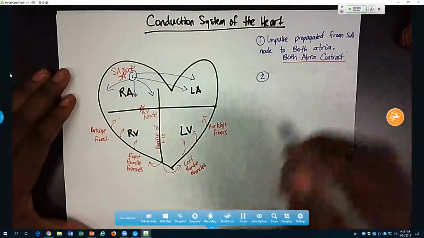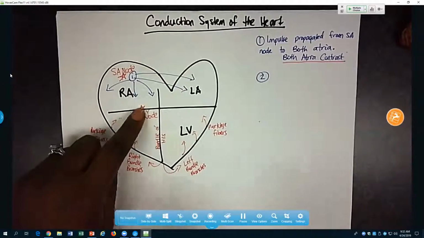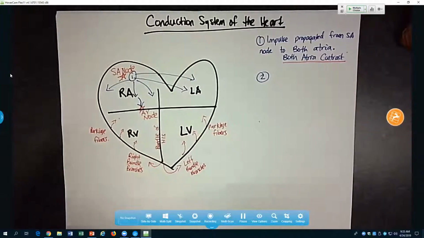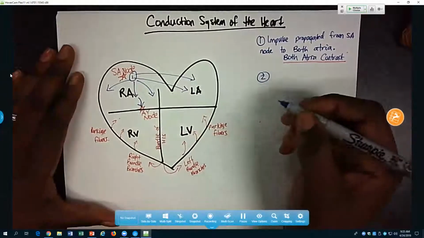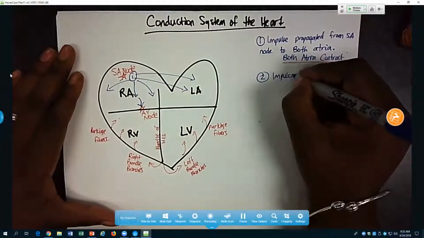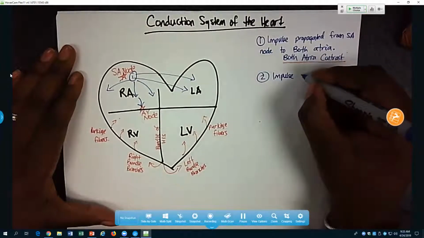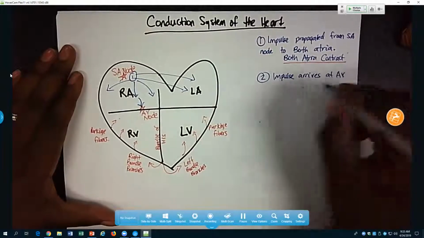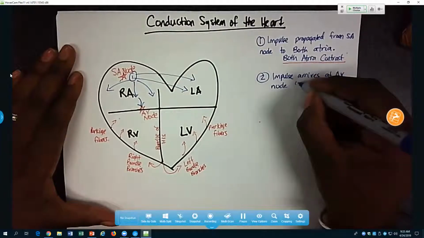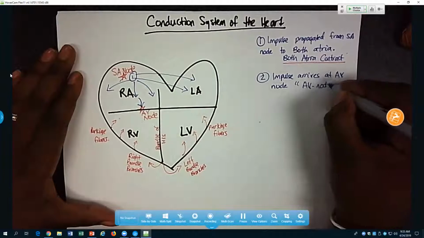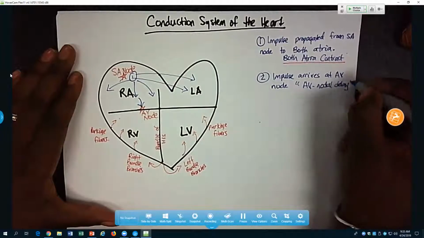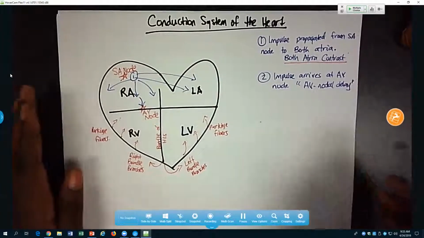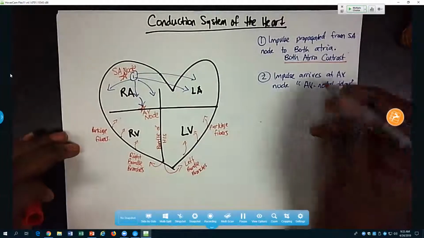The second step is that the impulse is going to slightly delay before it gets to the AV node. So it's going to get to the AV node, but there's going to be a delay here. We call this step the AV nodal delay. As I mentioned earlier, this is important in allowing both atria to contract before the ventricles contract. We do not want that impulse to get to the AV node before both atria contract. That's your AV nodal delay, which is step 2.